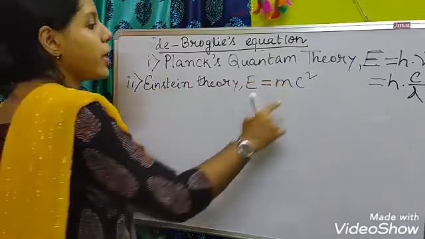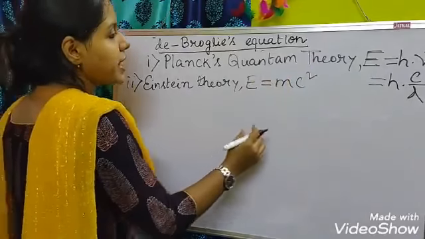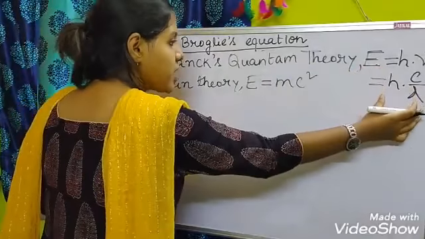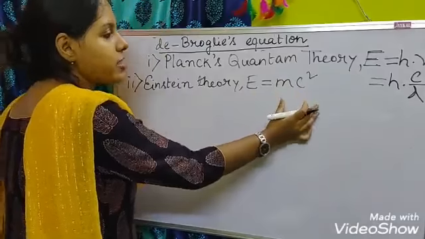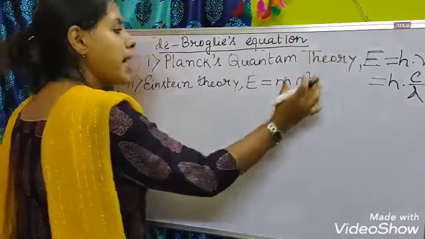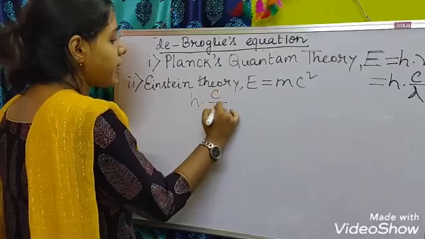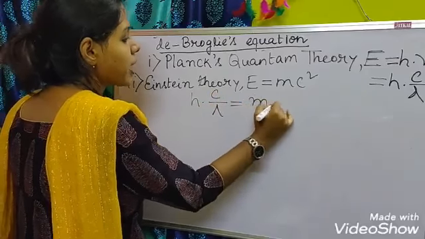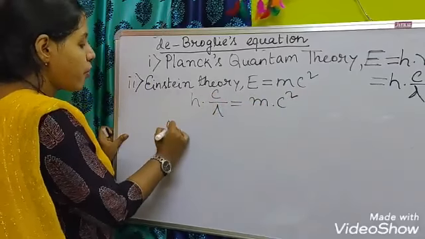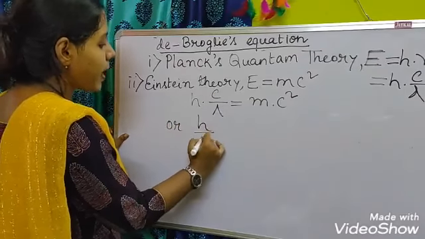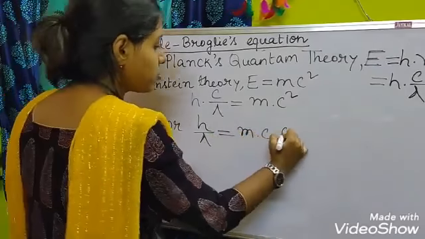Okay, so now if we compare these two equations 1 and 2, we could write that E is equal to h into c by lambda. Again, E is equal to mc square. That means h into c by lambda is equal to mc square. Now cancelling c from both sides, we get h by lambda is equal to m into c.